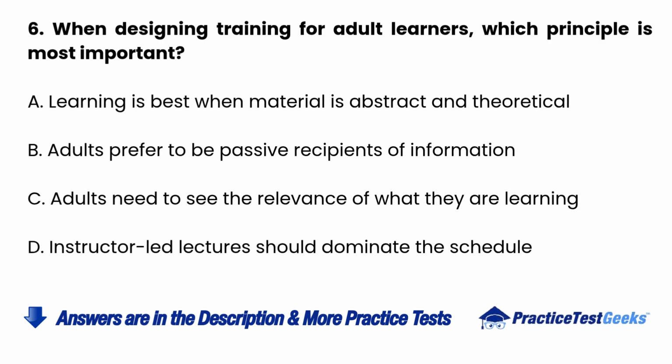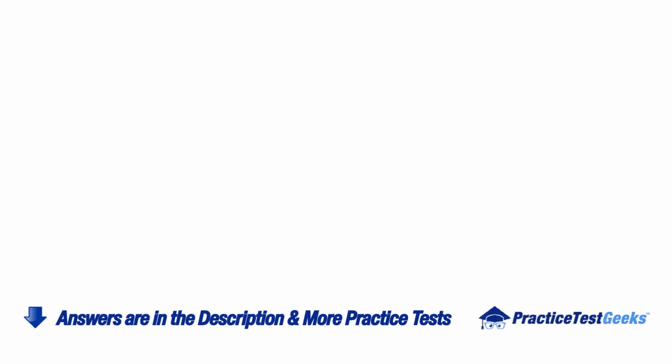6. When designing training for adult learners, which principle is most important? A. Learning is best when material is abstract and theoretical. B. Adults prefer to be passive recipients of information. C. Adults need to see the relevance of what they are learning. D. Instructor-led lectures should dominate the schedule.